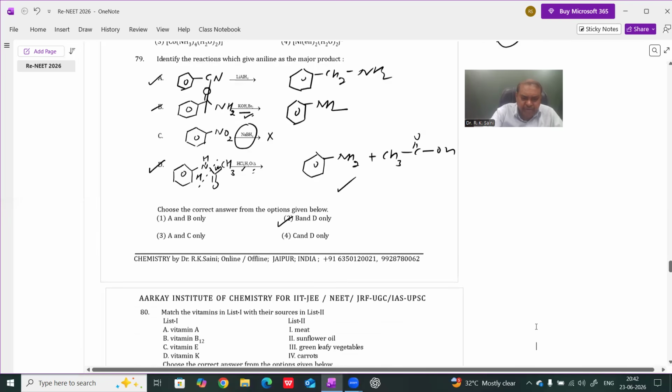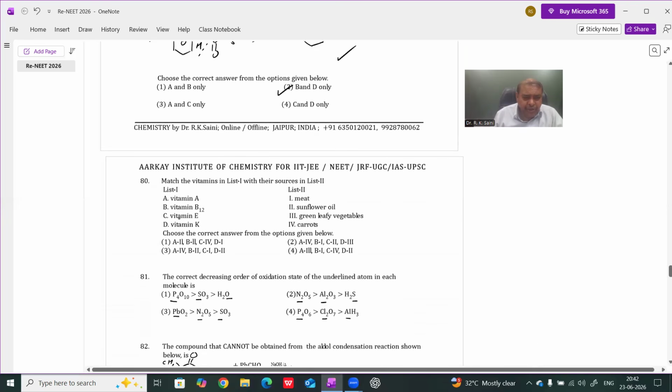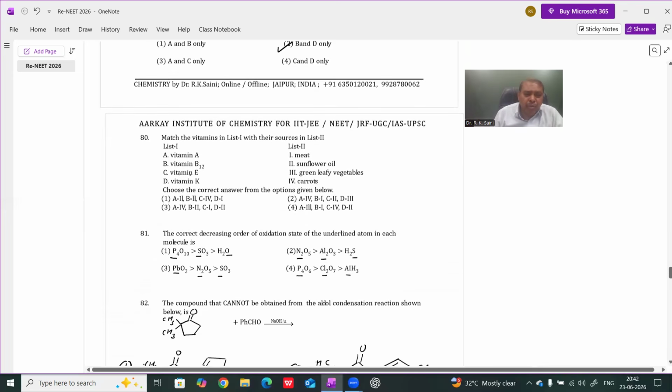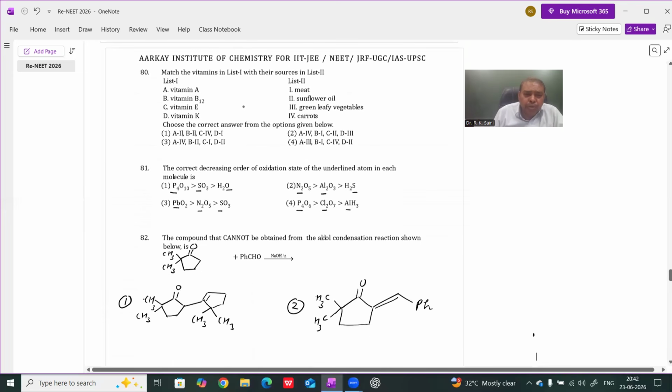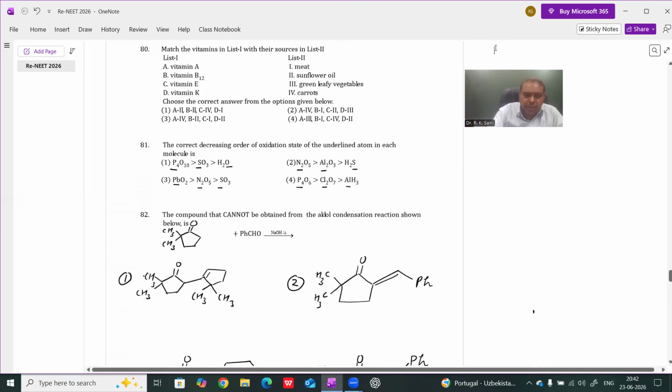Question 81. Very simple. It is directly given in your NCERT book, in biomolecules. Vitamin A, the major source of vitamin A is carrot. You are students of NEET, and as also known from biology, vitamin A's major source is carrot. Vitamin B12, major source is meat. Vitamin K is given by leaf, vegetable leaves. Vitamin E, sunflower. That is right.